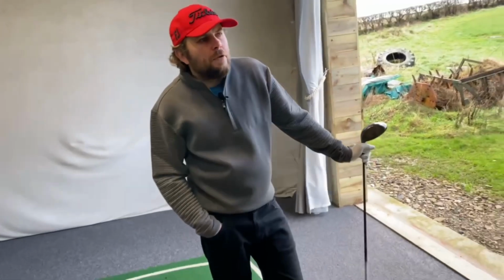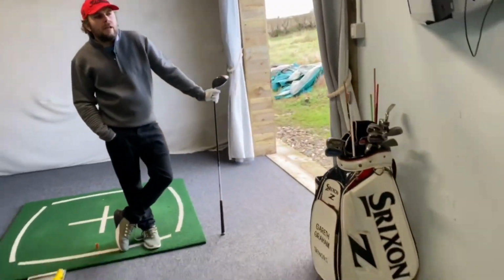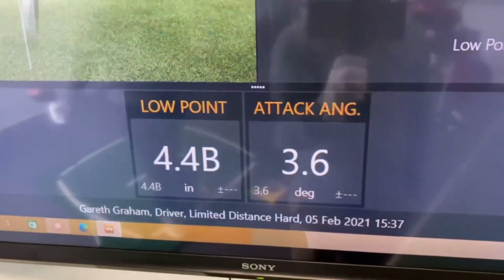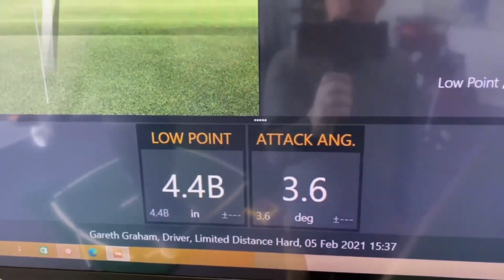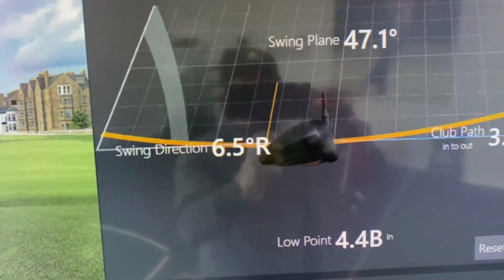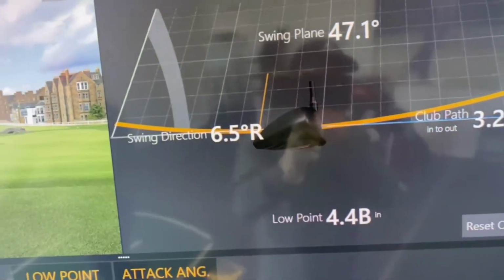Is there a particular low point you want to be at, or is that impossible to say? I think we focus more on attack angle, probably. But we'll have a look and see what that is. Out of interest, if you get the attack angle up, we can see if there's a correlation between the two. So on that particular shot, he was 3.6 up and 4.4 inches back or behind. So if the low point is behind, you'll generally have an attack angle that's up. Correct. So they're interlinked essentially.